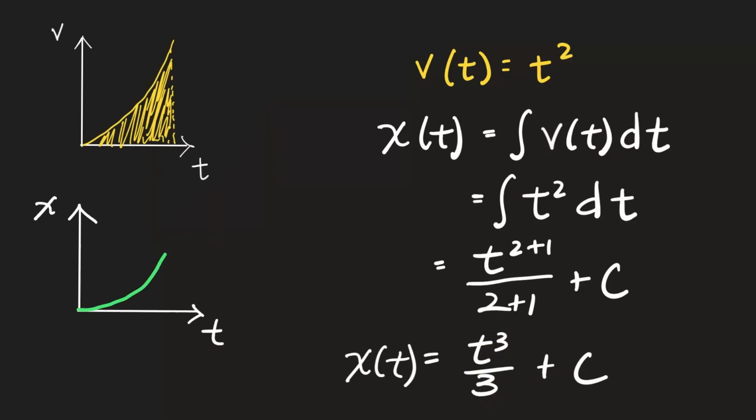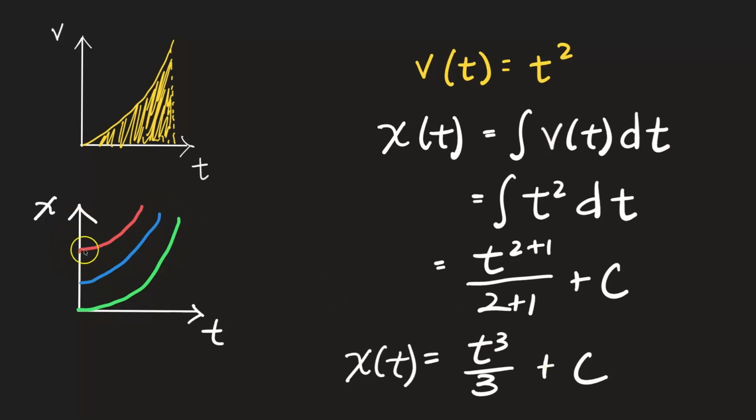Now you may have noticed that there is a c here. And what does that c tell us? Why is there a c? That c is the constant of integration. In a position function, c is determined by the initial position. If the initial condition is given at t equals 0, then c equals the initial position.